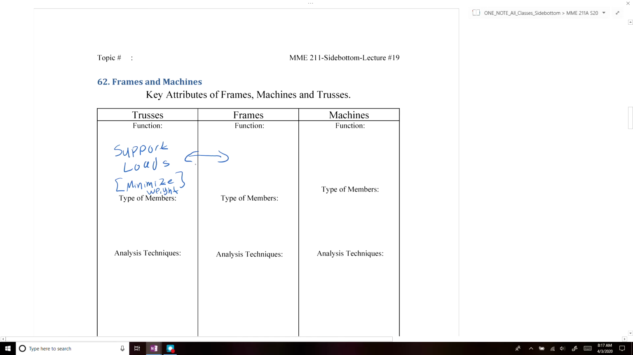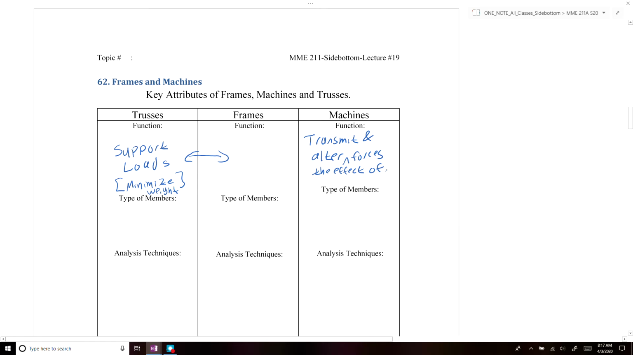A machine, the goal of a machine is to transmit and alter forces. All right, I should say alter the effect of forces.